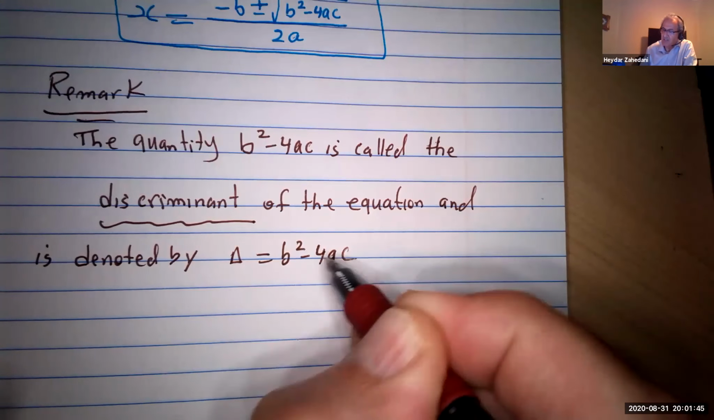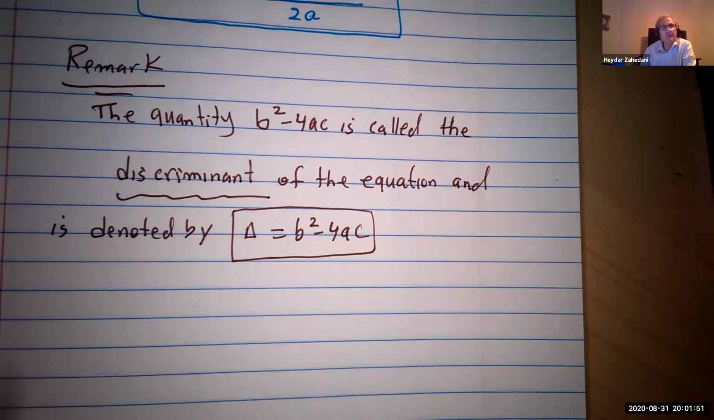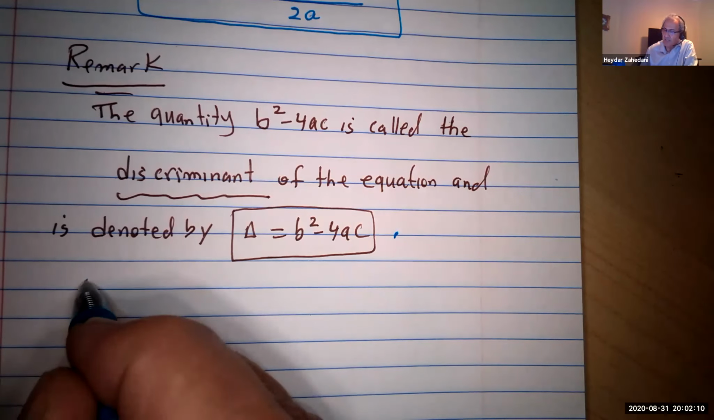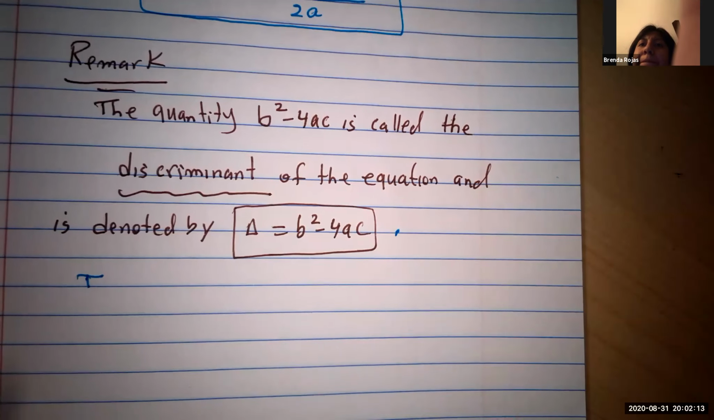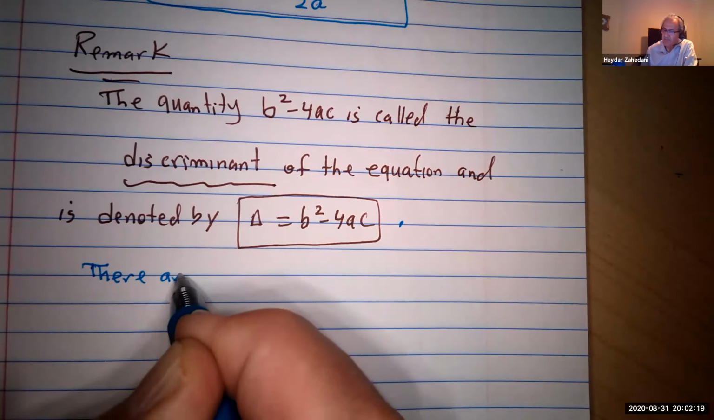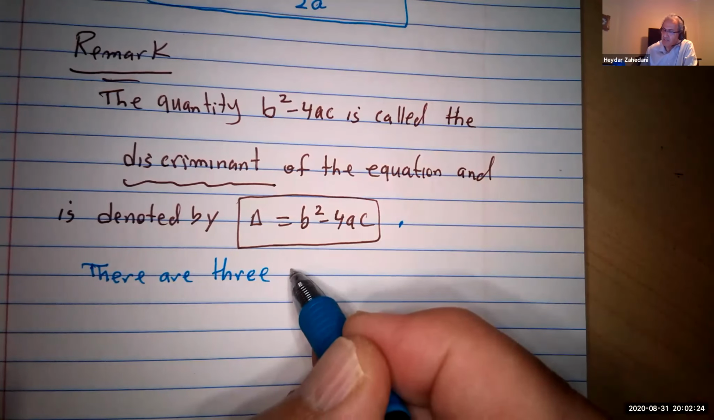You see, that's short and interesting. If you don't like this notation, just go ahead and use your own notation, we don't mind. Okay, so this quantity is the discriminant of the equation. Sometimes we can test the solutions of the equation without solving it. So there are three possibilities, three cases. Okay, this is it.